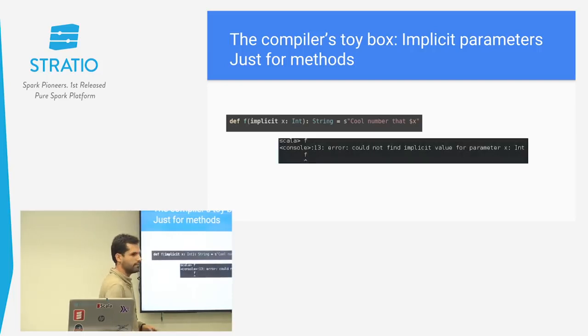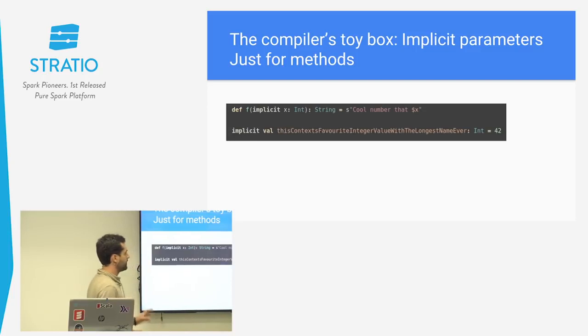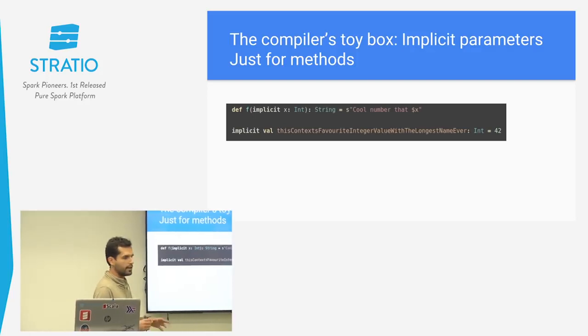Okay, it'll fail because obviously you are not passing anything to it, and you haven't defined an implicit value available to the compiler to use when this is called with the parameters. But this is the cool thing. You can have an implicit context with things for the compiler to use. These things are selected just by their type.